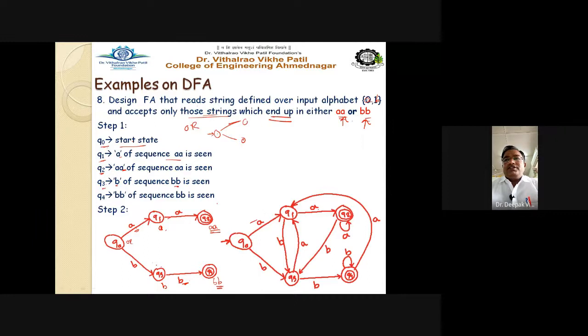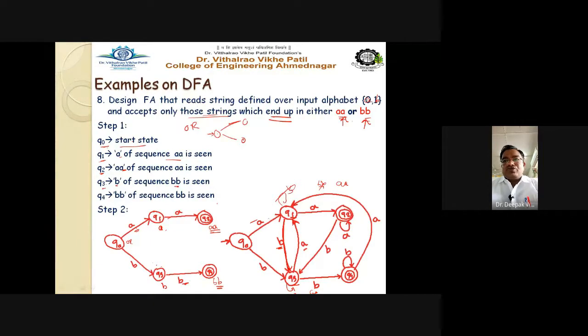So this a is there, Q1 on b. If I make it a self loop with b, this becomes wrong because the string becomes ba, and we don't want ba, we want aa. So the b transition I will transfer to the Q3 state. Now from Q3, input a goes to Q1. I will not make it a self loop here, because then the string becomes ab. So Q3 on a goes to Q1.